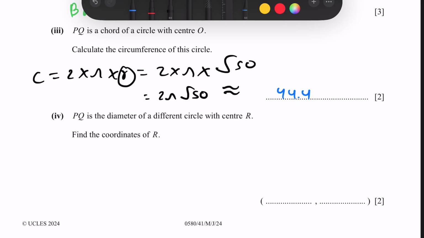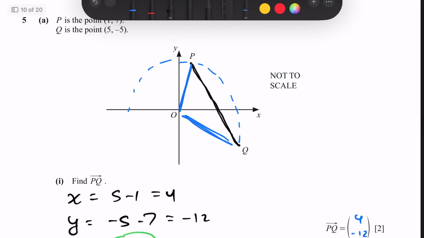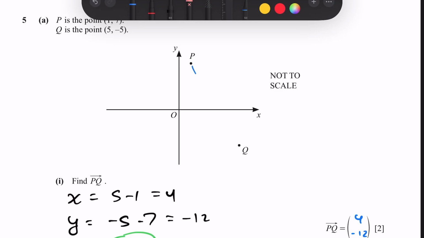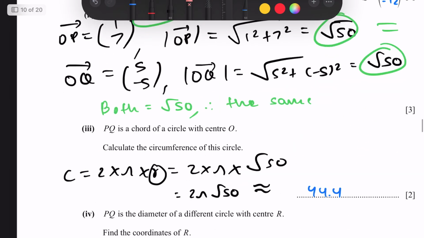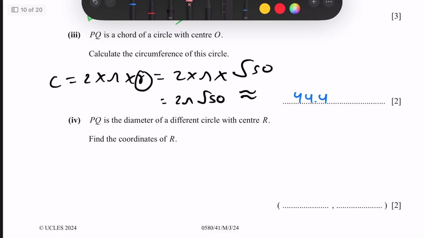Now IV says that PQ is now the diameter of a different circle with center R. And the question asks you to find the coordinates of R. So if we draw this imagination of a circle and make our own new imagination, where PQ is the diameter of a circle like this essentially. Now since the midpoint of PQ is the center of the circle, this means the coordinate of R, the center, would be the midpoint of the line PQ. Since the midpoint of the diameter is the center of the circle.